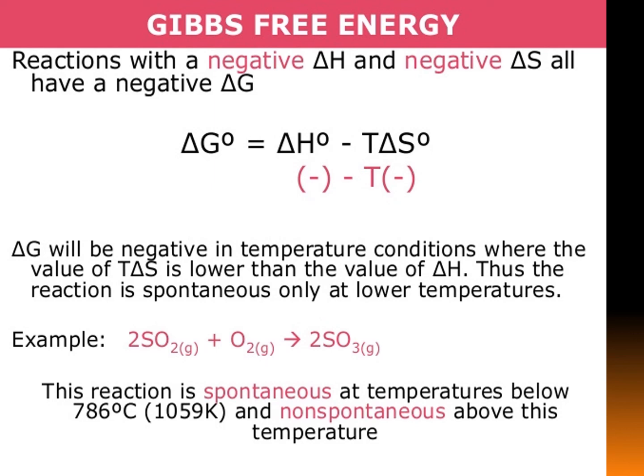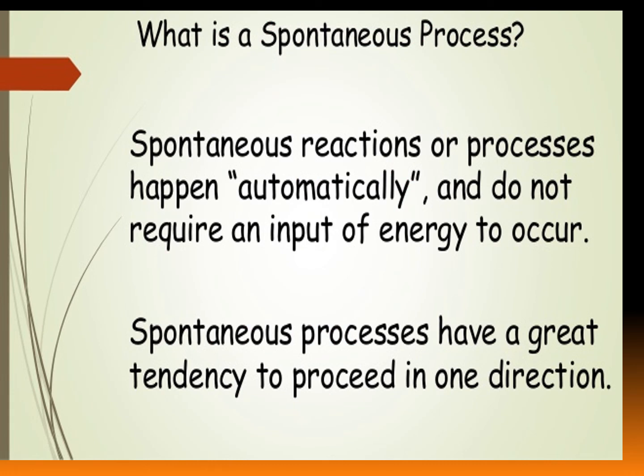If the enthalpy change of a process is negative, then the process is exothermic and it may be spontaneous. Delta H is negative. If the entropy change of a process is positive, then the process may occur spontaneously. Delta S is positive. Understood? What is a spontaneous process?